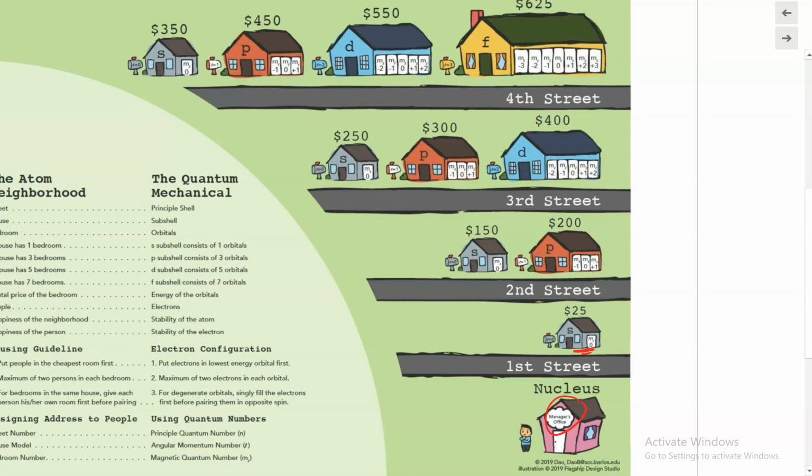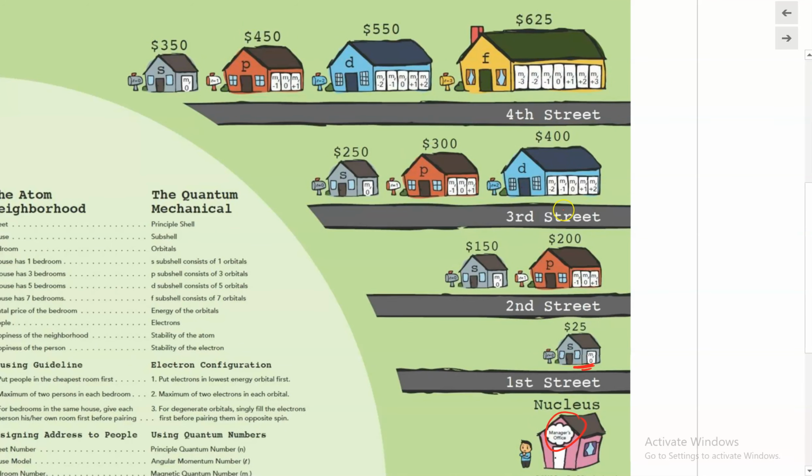On the second street, there are 2 houses. There's one S house, and now there is a newer house model they call the P house. And this P house, unlike the S house, consists of 3 bedrooms in it. Okay, and moving on to the third street. On the third street, there are 3 houses. There is the S house, a P house, and now a new type of house, a D house. And this D house consists of 5 bedrooms. And on the fourth street, there are 4 houses: an S house, a P house, a D house, and now the F house. And this F house consists of 7 bedrooms in it.